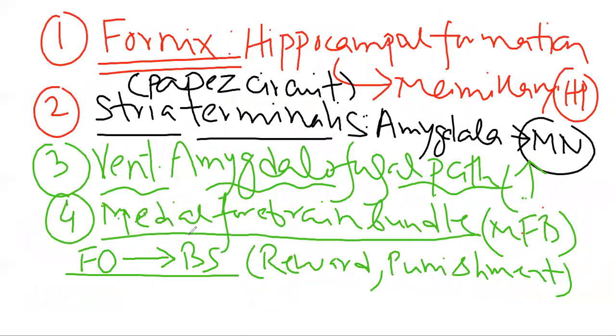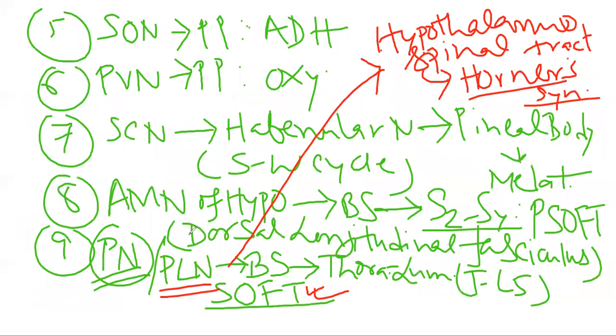Move forward where we are. Yes, this posterolateral nuclei of the hypothalamus, and the dorsal longitudinal fasciculus is the pathway for the parasympathetic outflow tract.